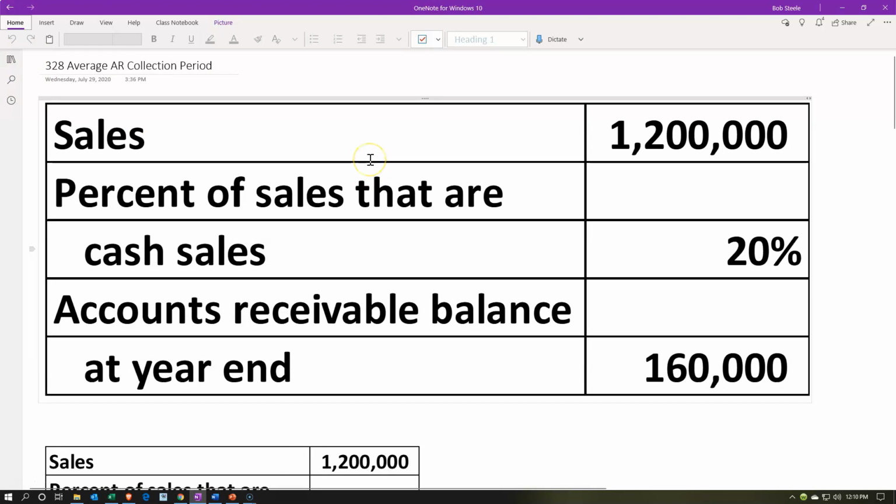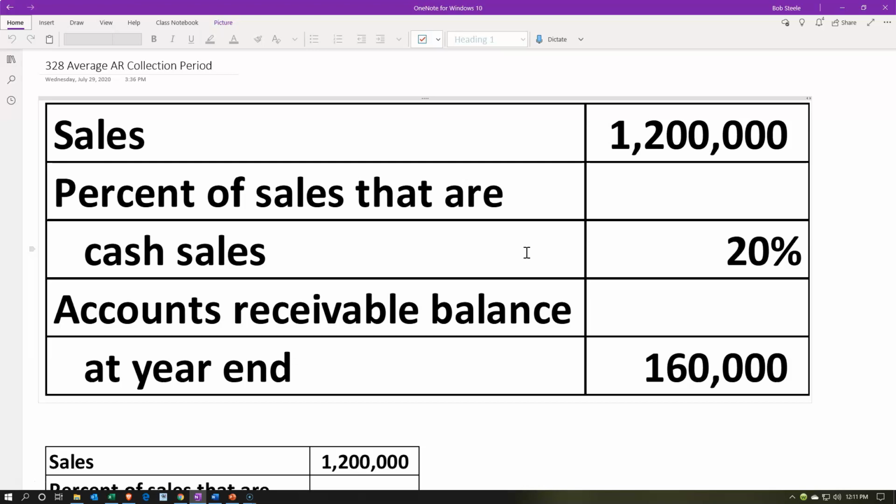So we have the sales, the top line of the income statement, and the percentage of sales that are cash sales. We have to determine what percentage of those sales are going to be cash sales, meaning we're going to get cash at the point in time that we make the sale, as opposed to credit sales, those which are going to go into accounts receivable, which we will later have to collect on.